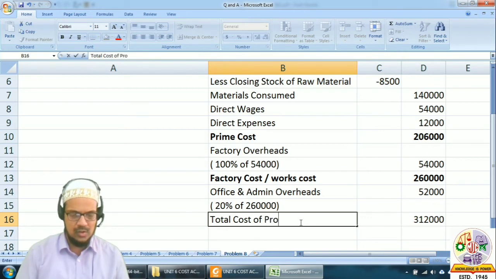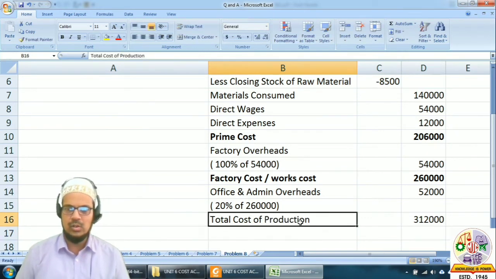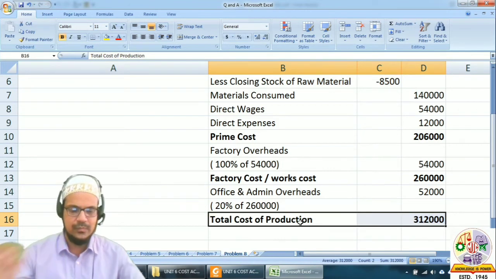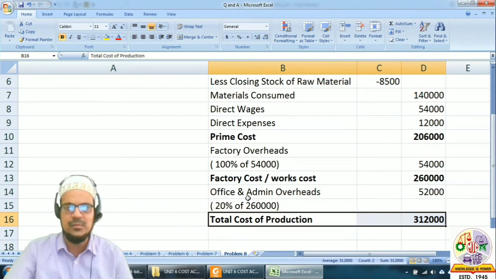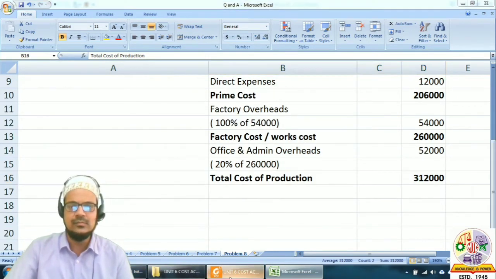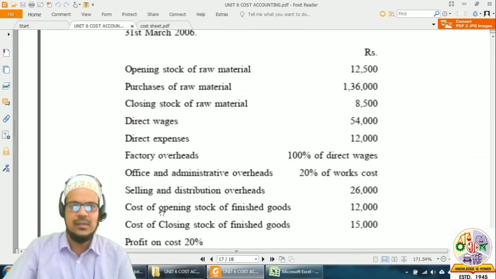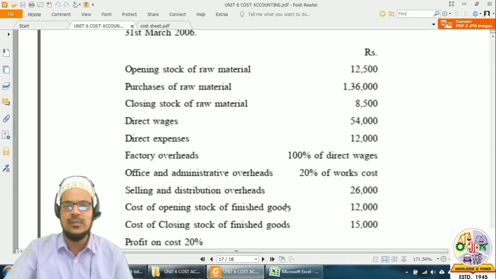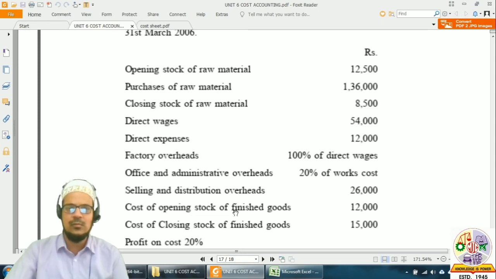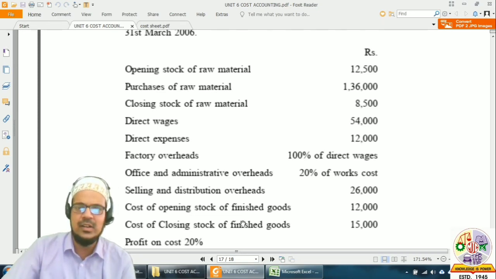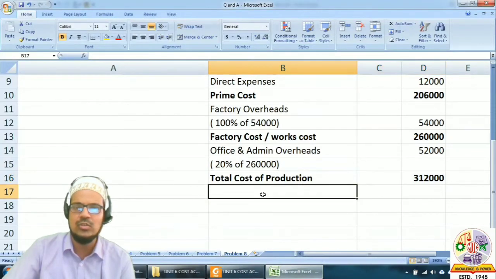and this we will term as total cost of production. Total cost of production. Now we have arrived at prime cost. We have adjusted for factory overheads, we have adjusted for office and administrative overheads. Now let us see what comes ahead. Selling and distribution overheads are remaining, but before that we will need to adjust this finished goods. Okay, we need to find out cost of goods sold, and cost of goods sold will be adjustment of finished goods in the total cost of production.